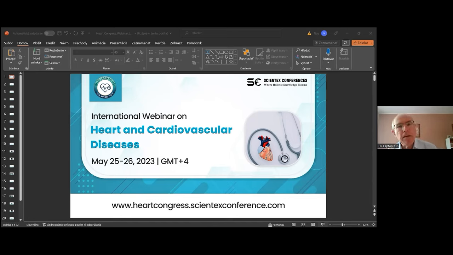Classification of this entity has five types. We have in our case type A without other anomalies, but there is also, in 50%, type A1 with atrial septal defect in the proximal part of the left atrium, A2 atrial septal defect in the distal part of the atrium, 10%. Type B, anomalous pulmonary vein connection to the coronary sinus, 1%. Type C, total anomalous pulmonary vein connection, about 5%.